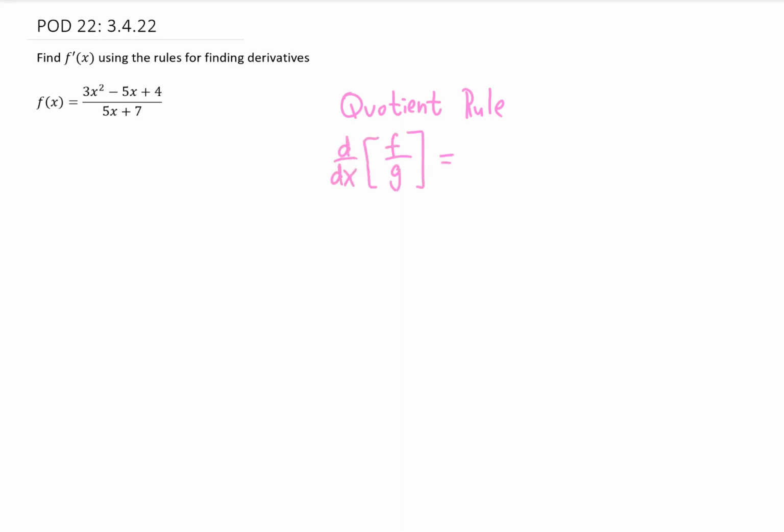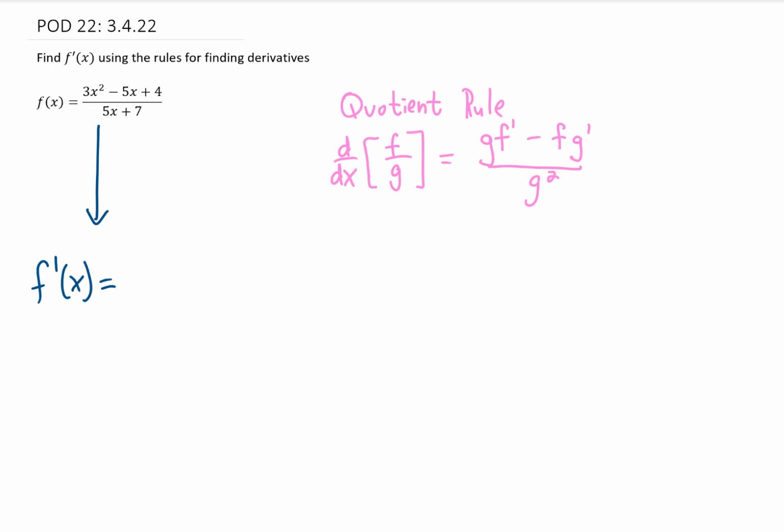If we have a function f in the numerator and g in the denominator, the shorthand for that derivative looks just like this. I have heard some students read this as low d high minus high d low all over the square of what's below. Let's use this rule to find the derivative of our function.